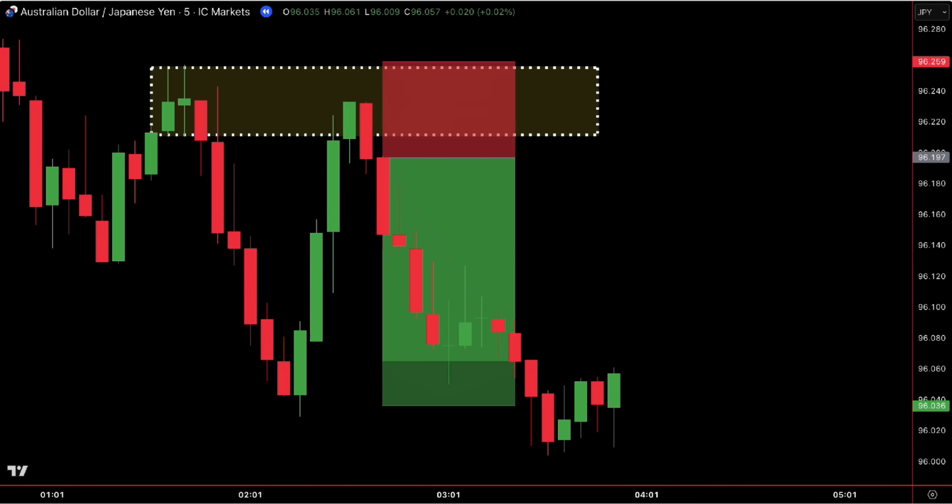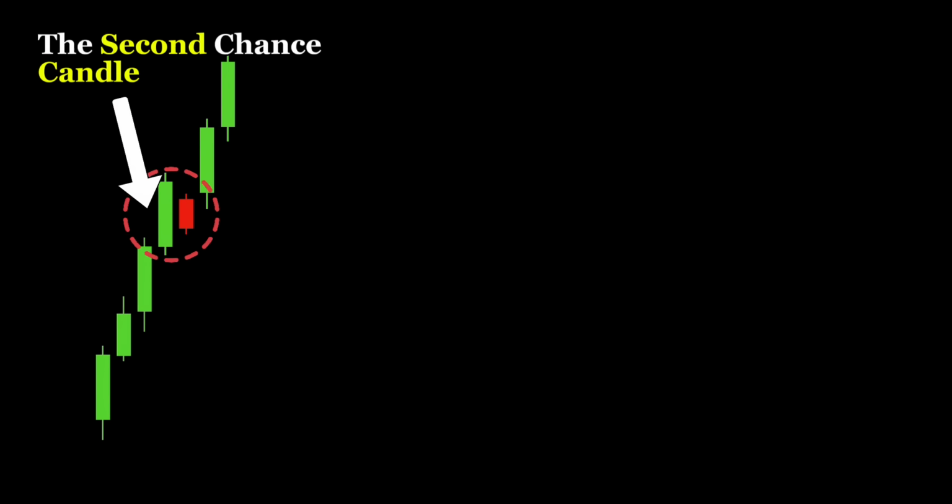Price rejects immediately, sellers take control, and we hit the target in just a few candles. This is the power of combining a strong supply zone with a power shift candle. You're stacking the odds in your favor. Now, let's move on to the third candle signal, the second chance candle.